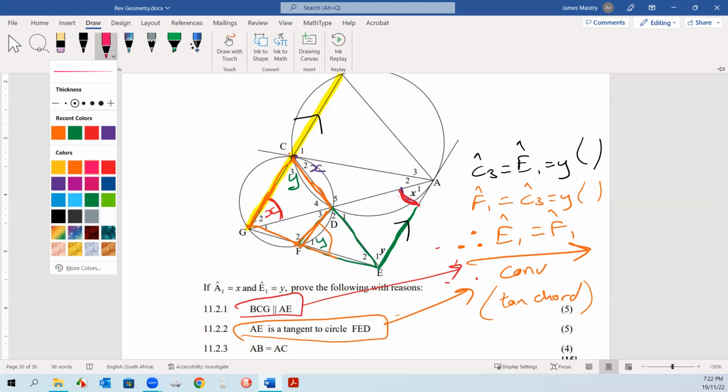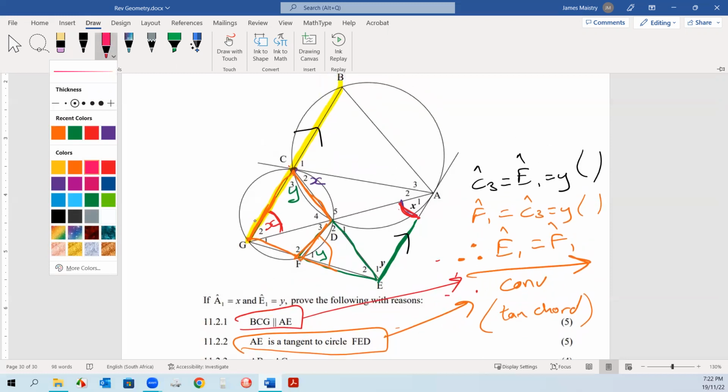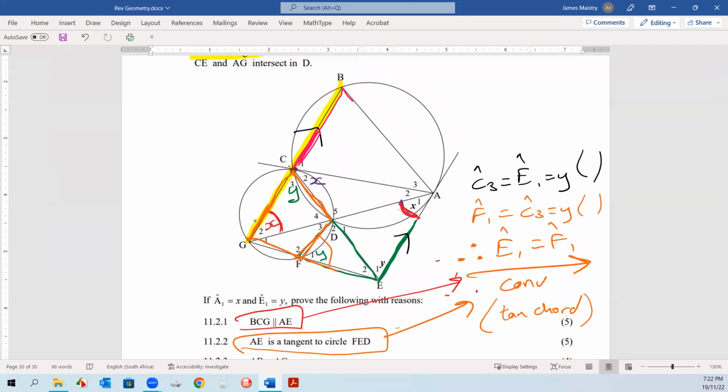They told us AB and AC. Okay, that's a triangle. So if we can find angle B and angle C1, and if they're equal, then we know that that's an isosceles triangle. AC has to be equal to AB. So let's go and find the angles. Can we find C1? Anyone knows what C1 is?